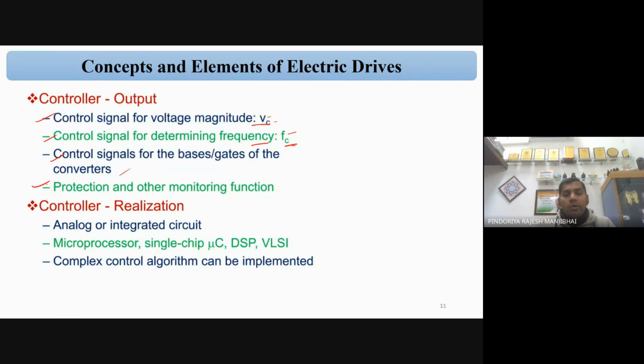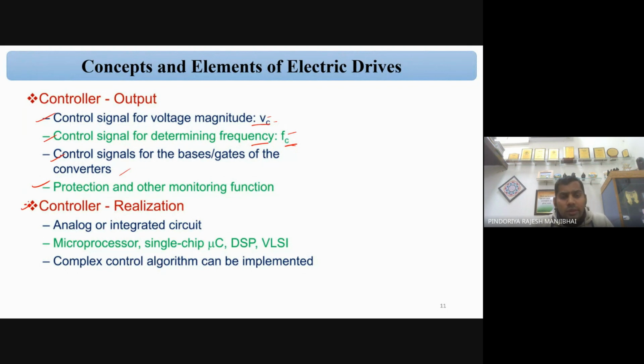And the final one, protection and other monitoring functions. So we also have to protect our devices from high voltage and overcurrent. So we have to provide different types of protection systems for our controller. So these are the outputs of the controller.